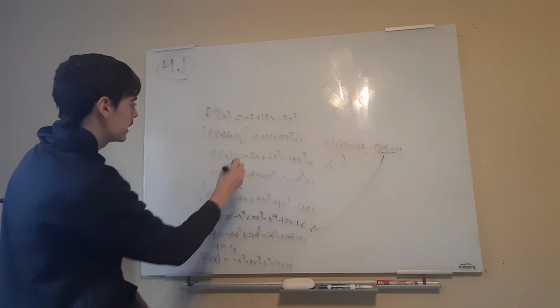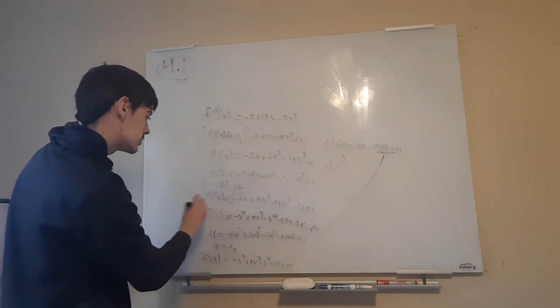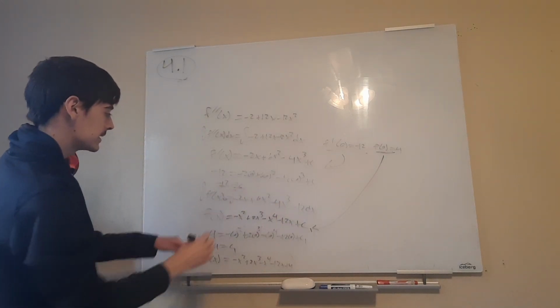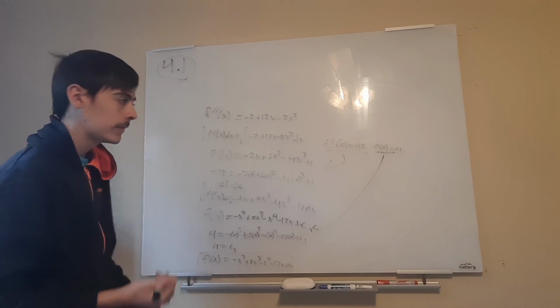And don't forget, we had our particular solution for f prime x. It is right here. I just wrote the integral signs in the way, but it's right here. We know our particular solution for f prime and f of x.